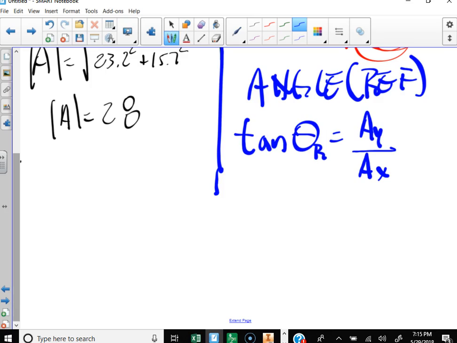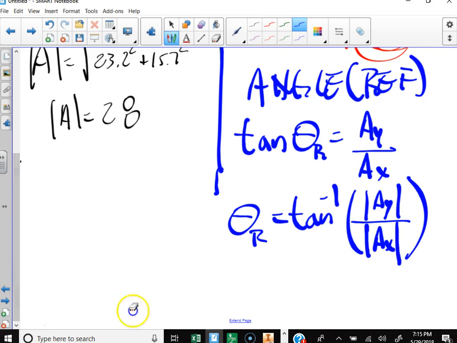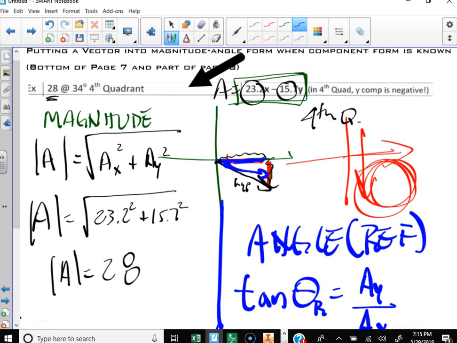So how do we go after an angle? If you've done the trig video, you know the reference angle is going to be the inverse tangent of, and I want to reiterate this, just use the positive values. So the magnitude of the y component divided by the magnitude of the x component. Don't worry about any negatives. If we do this, it'll give us the reference angle. So knowing what we know about those, we'll go to the calculator.